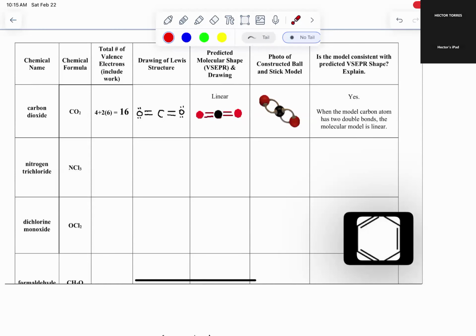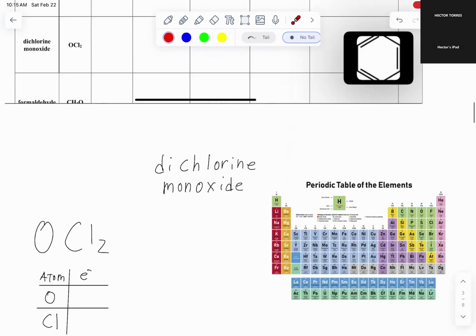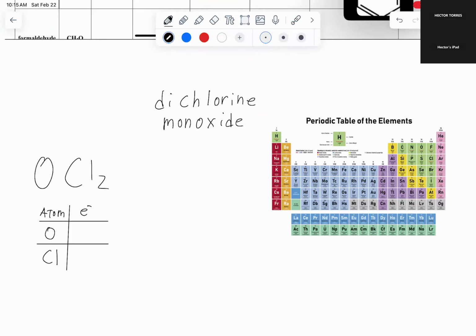Morning, students. So we're going to continue with the Lewis structure lab. For the second part, we are looking at dichlorine monoxide, that's OCl2. On step one, what we need to do is find the valence electrons in the molecule.